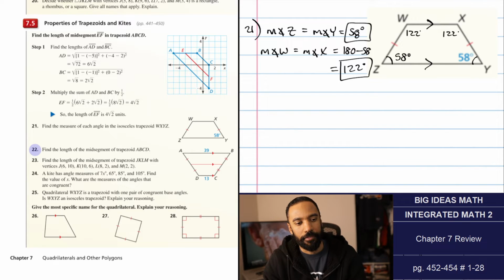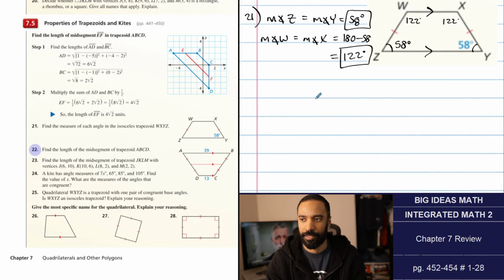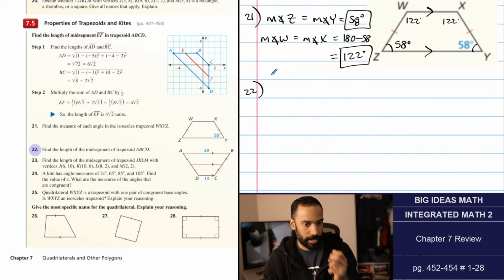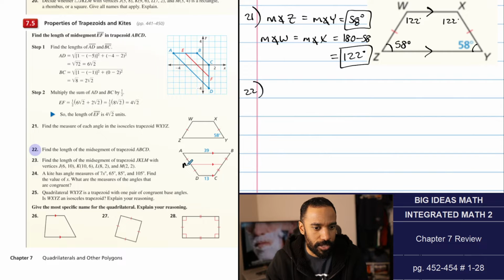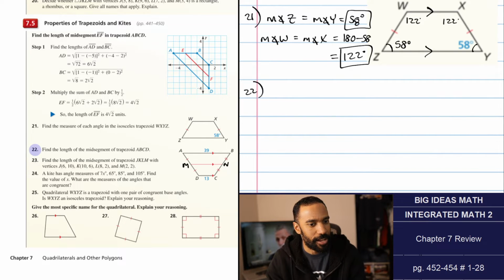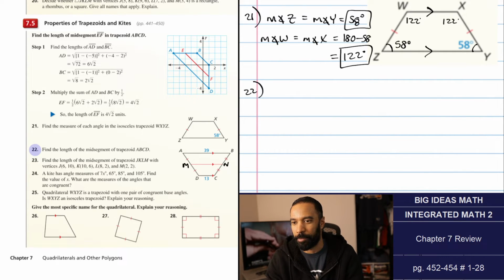Number 22. Find the length of the midsegment of trapezoid ABCD. Not isosceles trapezoid, and I don't think that's really going to matter much. So this MN, if you will, I'm going to call it MN because they didn't actually here. They tend to actually call it MN in some of the other ones, but I'm going to do it here.